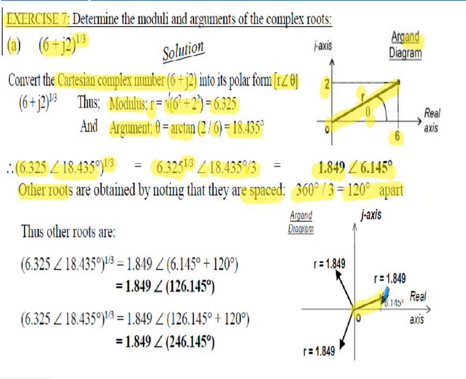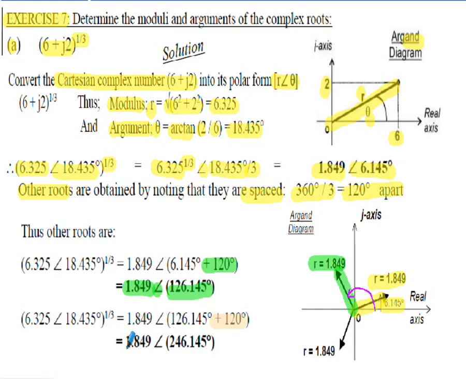So our first root is drawn here, r is equal to 1.849 and angle theta is 6.145 measured anti-clockwise from the real axis. The second root is simply found by adding 120 degrees to the first root, so the second root is 1.849 argument 126.145 degrees, so that will be this phasor here with the r the same as the first phasor. Don't forget the angle is measured from here round, so that angle there is the 126.145 degrees.